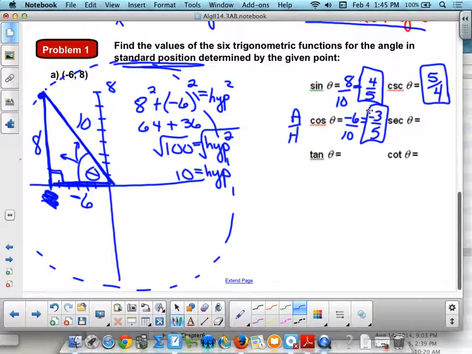So secant will be this answer, except flipped. So flip it to get negative 5 over 3. It's kind of nice. You just flip them and then you get the answer.